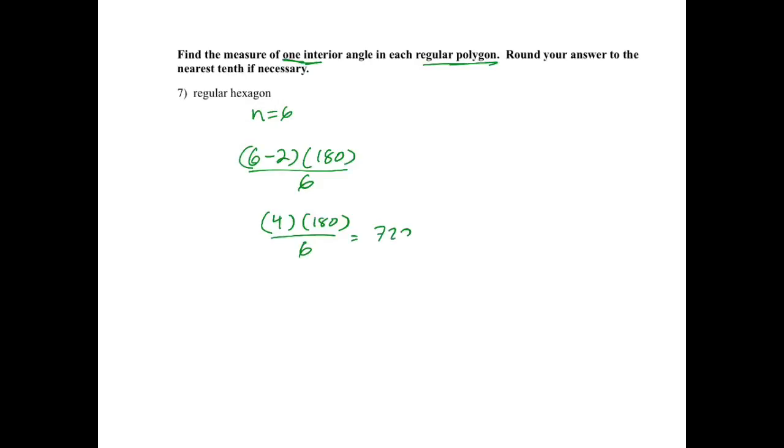Next exercise, find the measure of one interior angle in each regular polygon. I want to find one interior angle, so that means a hexagon. Again, n is 6. So I have 6 minus 2 times 180 divided by 6, so 4 times 180 divided by 6. That's 720 divided by 6, so that's 120 degrees. Each angle of that regular hexagon is 120.